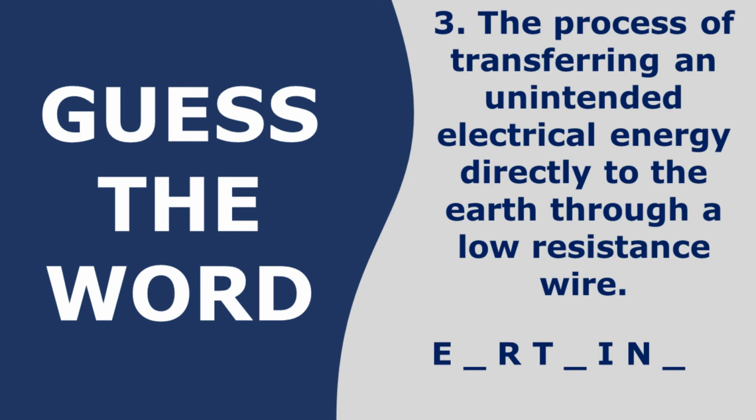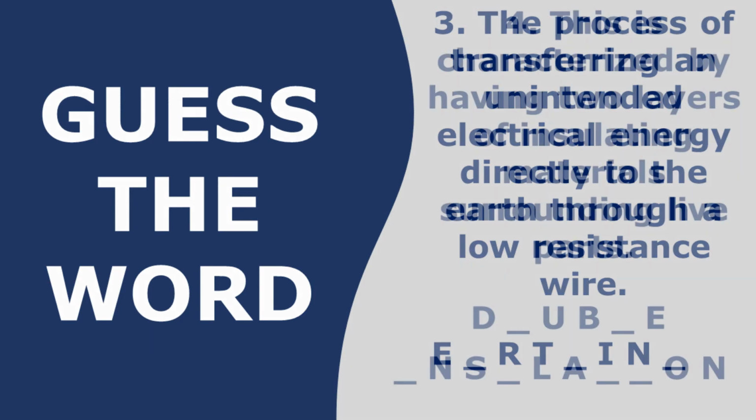Number 3. The process of transferring an unintended electrical energy directly to the earth through a low resistance wire. Number 4.